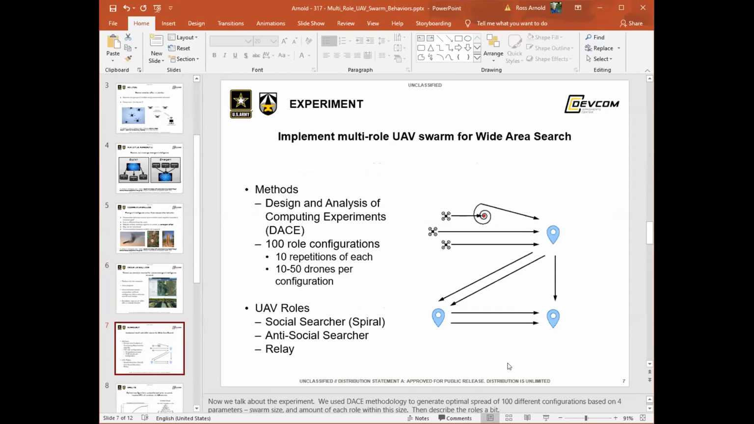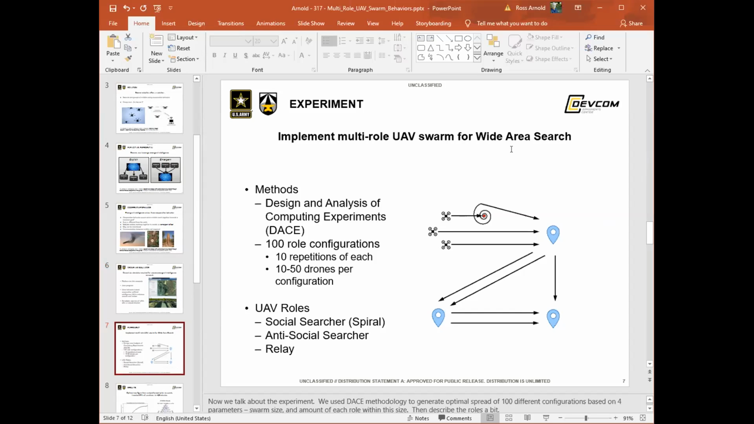Right. So that red dot, can you see my mouse there too? Is a survivor. So the spiral drone will locate that survivor and spiral outward from that location, and then continue on its path. The antisocial searcher will maintain a longer distance from other drones than the social searcher, which maintains a tighter swarm configuration. And then we have this idea of a relay drone, which maintains a distance of about 400 meters from its closest neighbor. The idea is it can relay Wi-Fi signal, so we can expand the swarm and still be within Wi-Fi range.